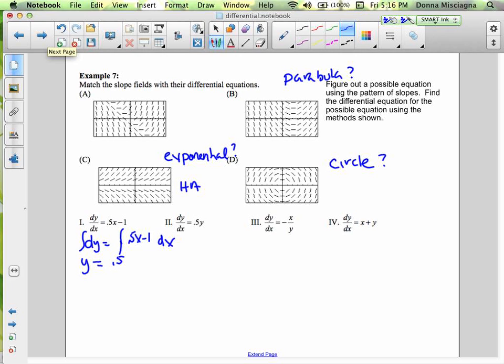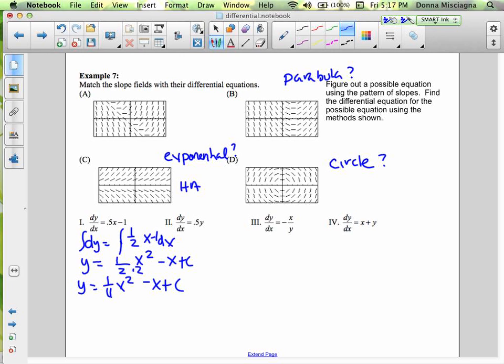Actually, I'm going to write that as 1/2. I really don't like the 0.5 that much. It's simpler for me to simplify without the decimal in there. 1/2 x minus 1. All right, so now I've got 1/2 x squared, and now I got to divide by 2 minus x plus c. So y equals 1/4 x squared minus x plus c.